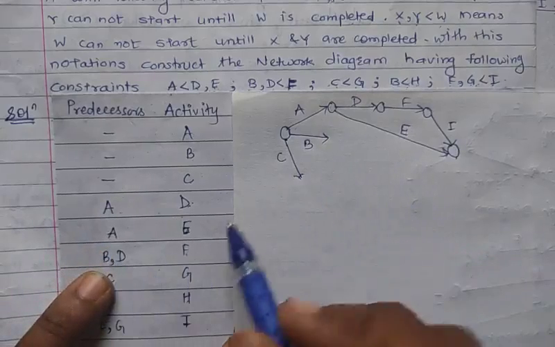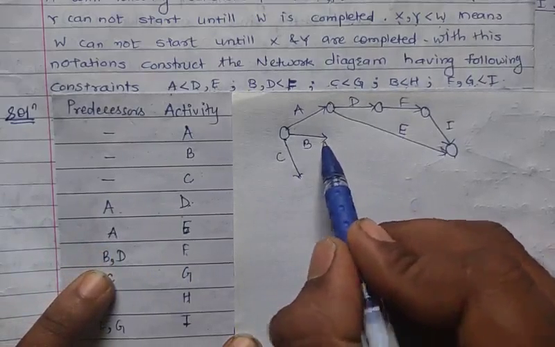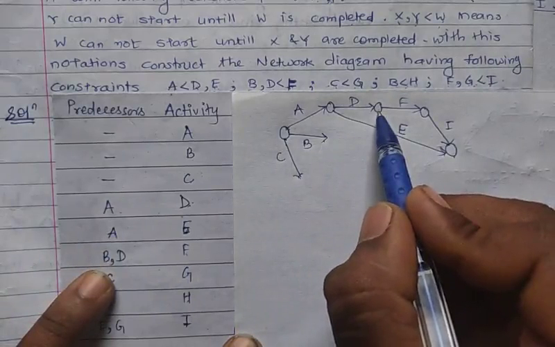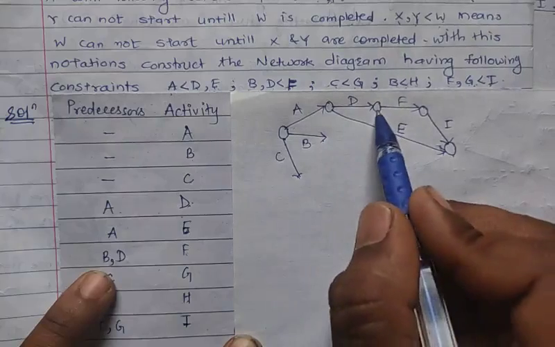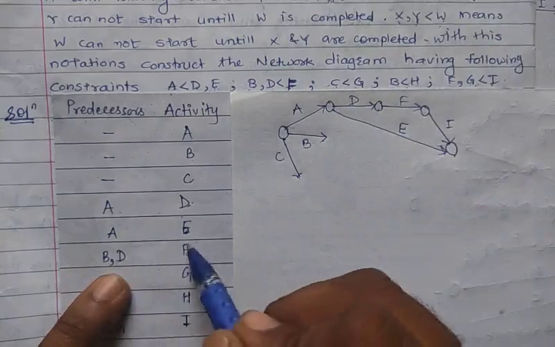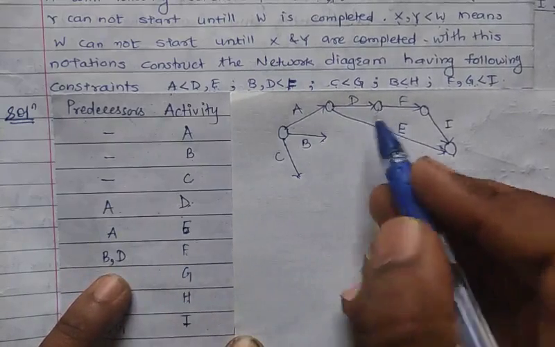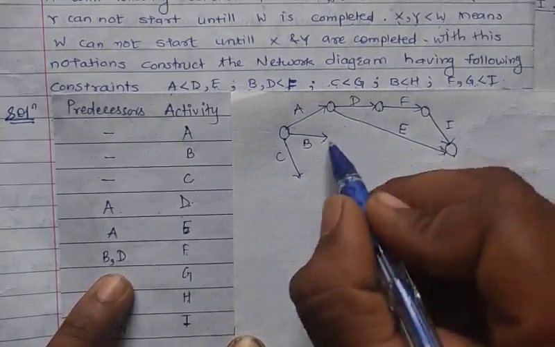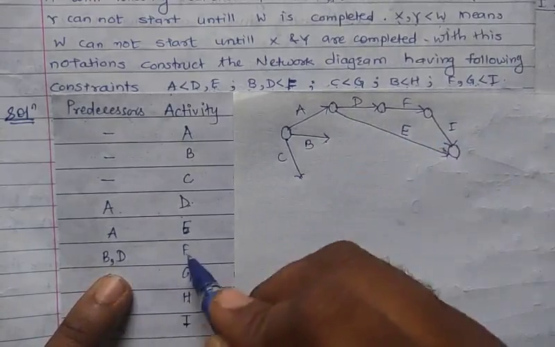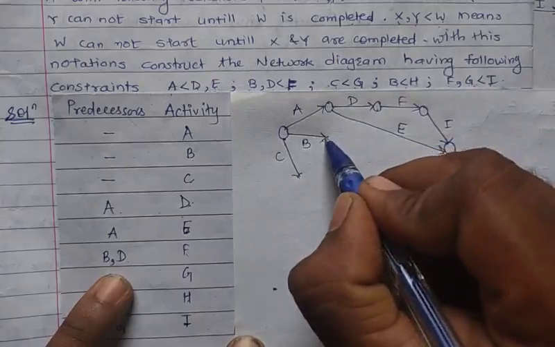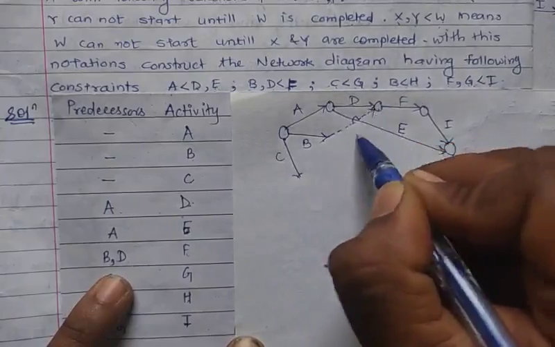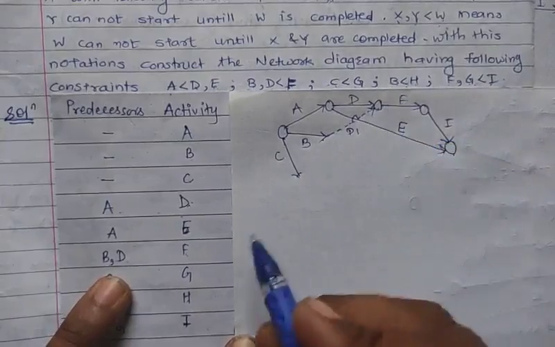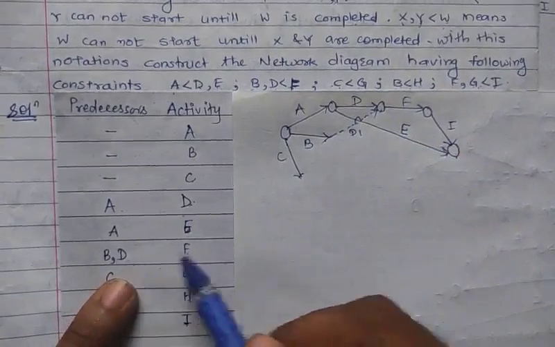Next B goes to F. So this is B and B goes to F. So B directly goes to F. Here there is a cross between these two activities, and B directly goes to F, so we make a dummy activity here. So this is called a dummy activity. Okay, so this is D1. B goes to F, and here D also goes to F.